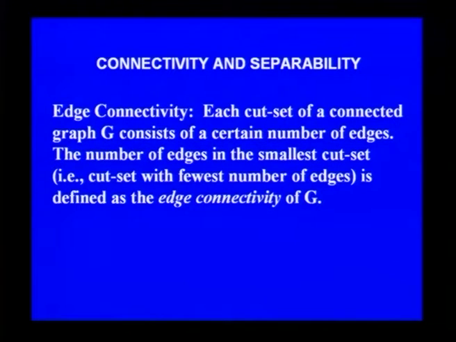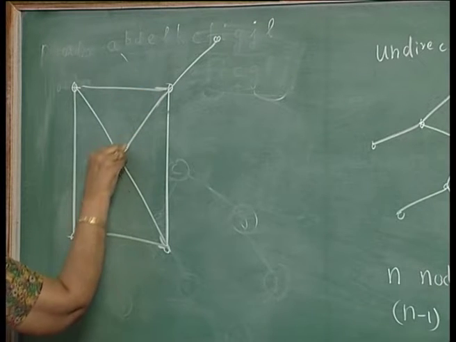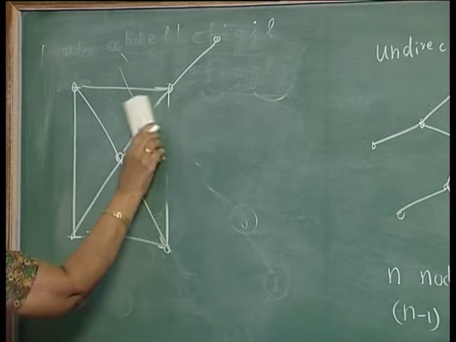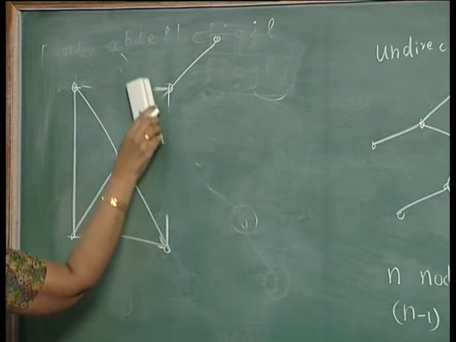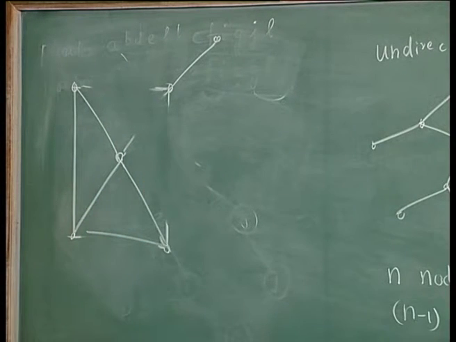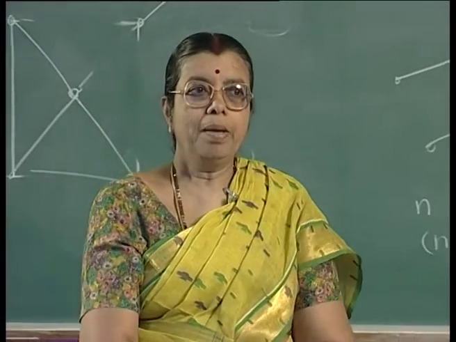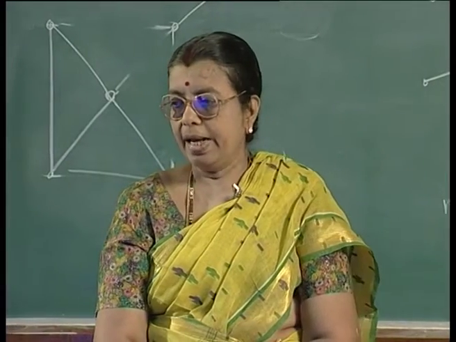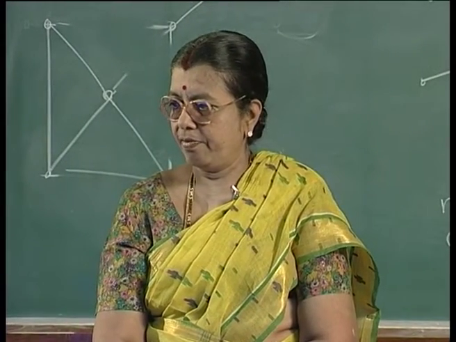Now look at this graph again. If you remove these 3 edges, then also the graph becomes disconnected like this. But now the cut set consists of these 3 edges. So you may have several cut sets for a graph. Some of them may have 2 edges, 3 edges like this. The cut set having the minimal number of edges is the minimal cut set, and that is called the edge connectivity of the graph.